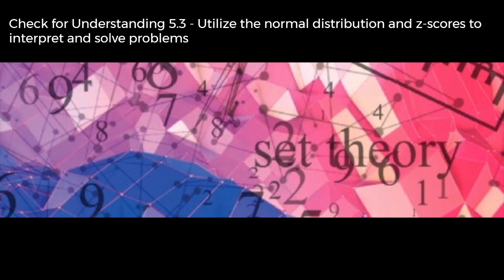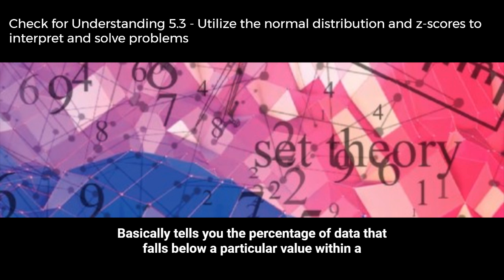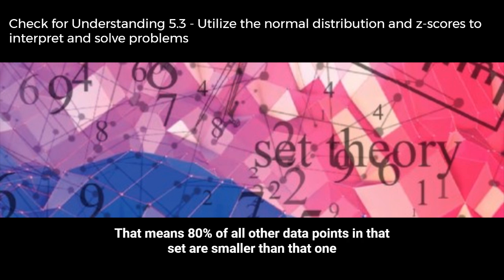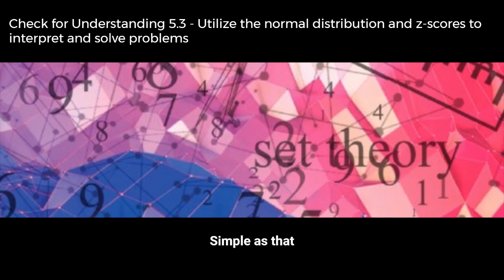Good question. A percentile basically tells you the percentage of data that falls below a particular value within a distribution. So let's say a data point lands at the 80th percentile. That means 80% of all other data points in that set are smaller than that one. Simple as that. Okay, 80th percentile, 80% below. I got it. Now quartiles, they're like special types of percentiles, right?